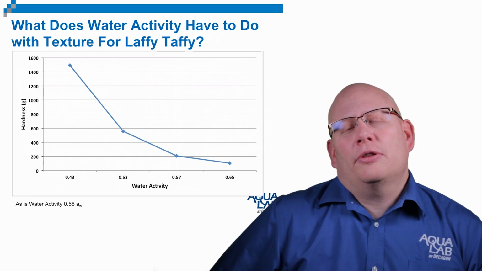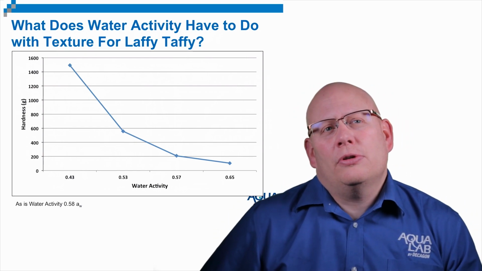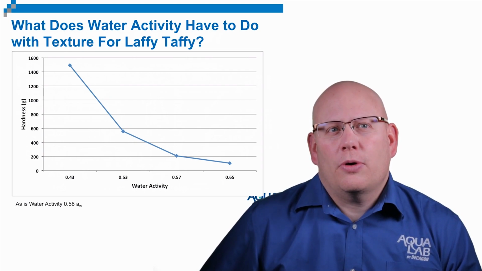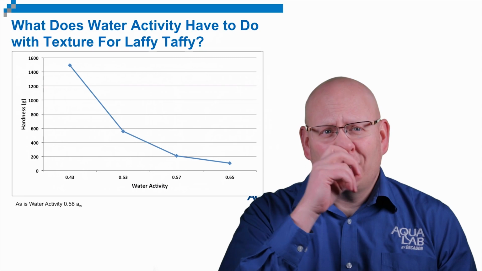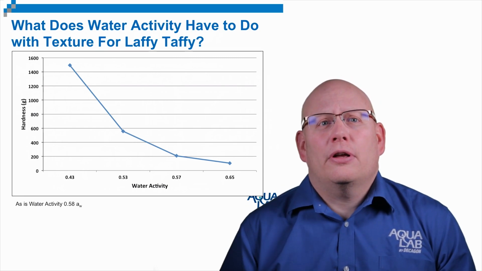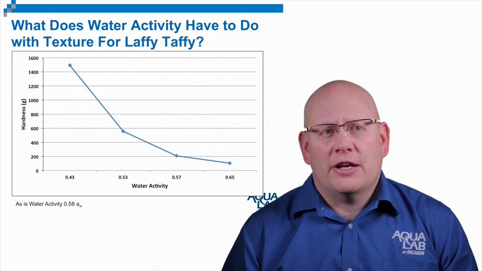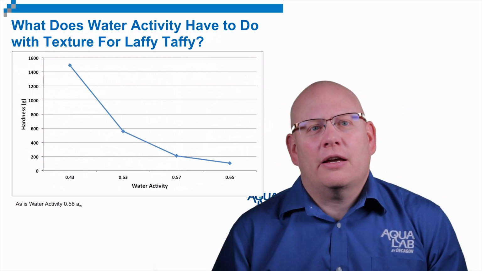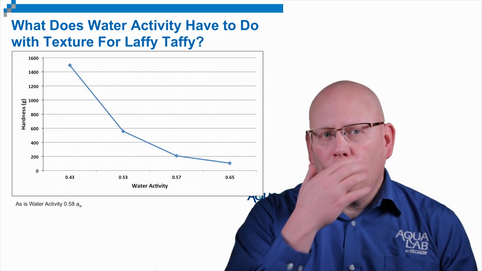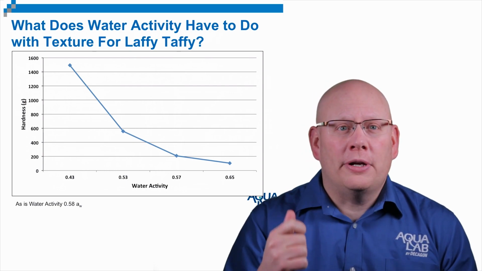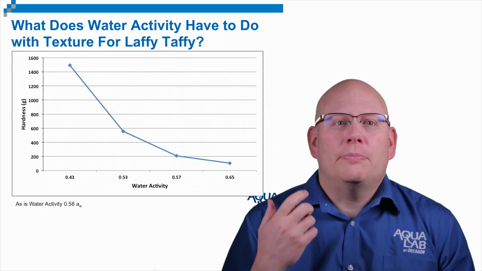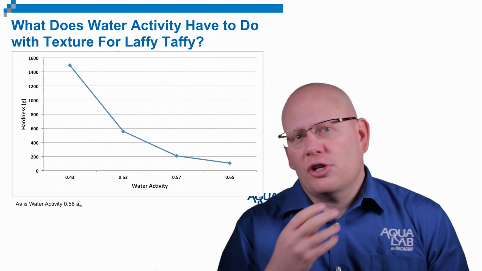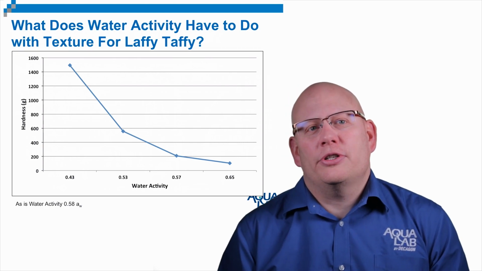So the question, thinking back to those potential enders of shelf life, the first one was texture. And so the question would arise, what does water activity have to do with the texture? In this case, for an example of a confection, Laffy Taffy. So this is a typical type of taffy-based confection, very chewable when you open it up. But of course, you don't want it to be too chewy or too hard, and you don't want it to be too soft so that it just sort of melts or is sticky.